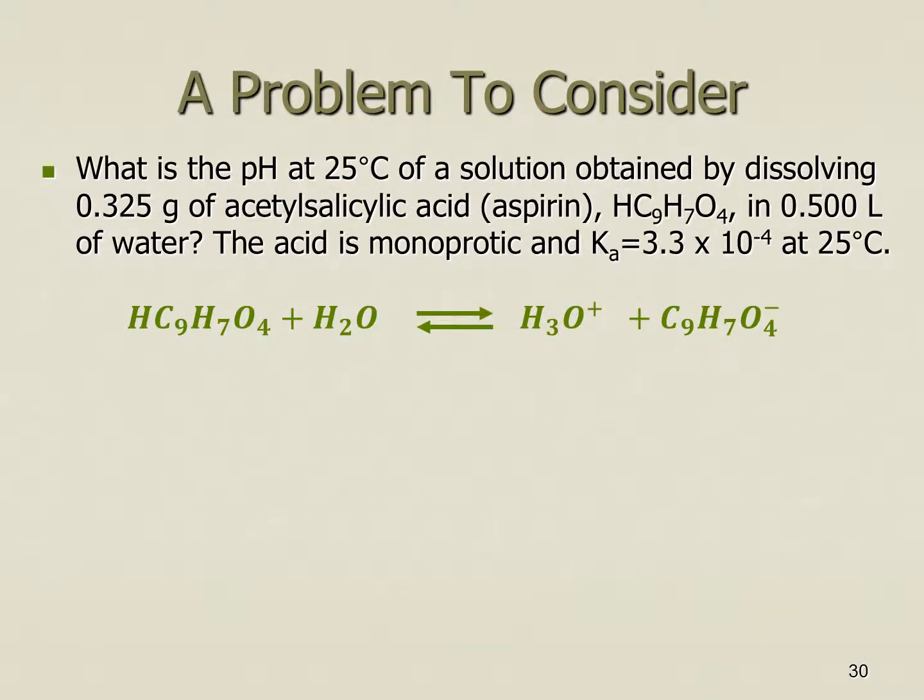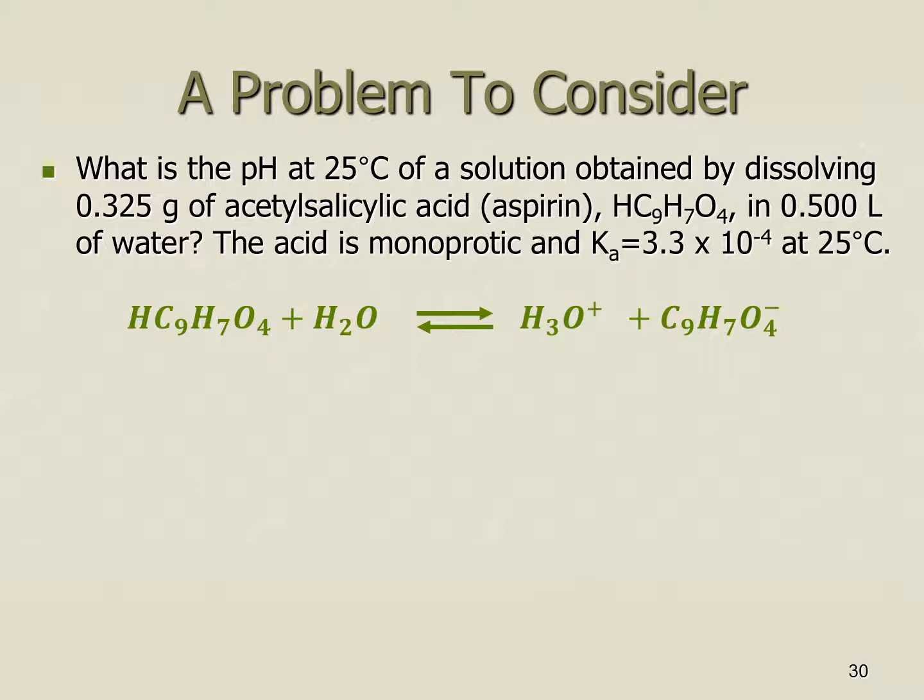All right, so what is the pH of a solution obtained by dissolving 0.325 grams of acetylsalicylic acid, which is aspirin, there's the formula, HC9H7O4, in 0.5 liters of water? The Ka for acetylsalicylic acid is 3.3 times 10 to the minus 4th. The 25 degrees is not really important. It's just that the Ka value is given at that temperature, and so they're just being complete with this problem, but we're not doing anything with the temperature. The first thing that I always want to do when I'm working a problem is to write the equilibrium expression.